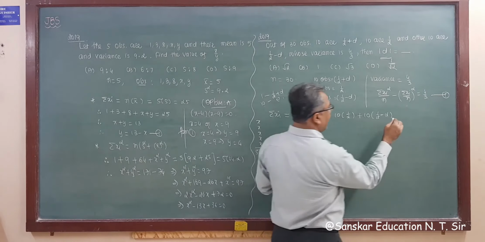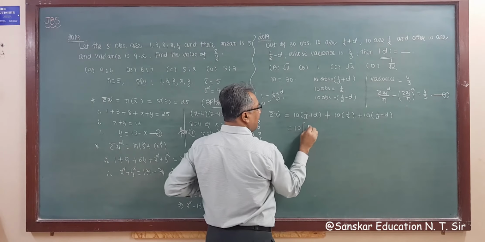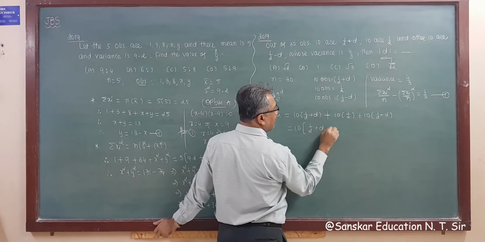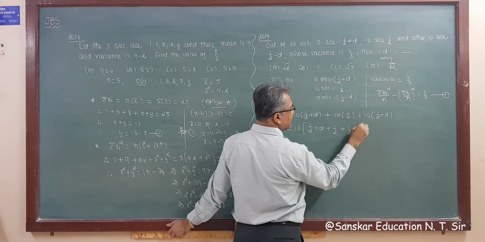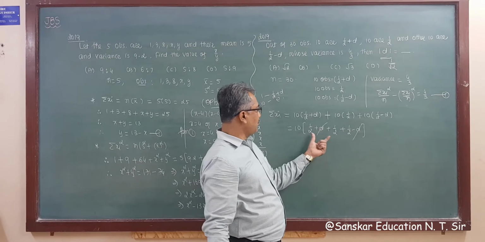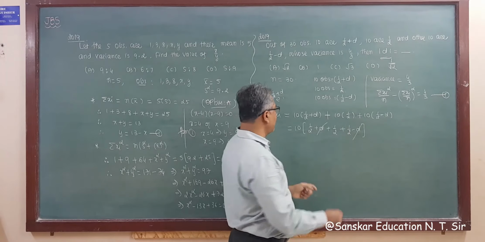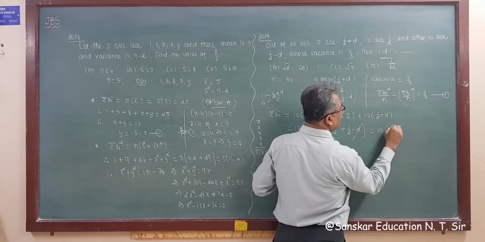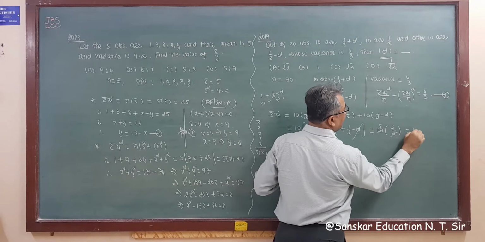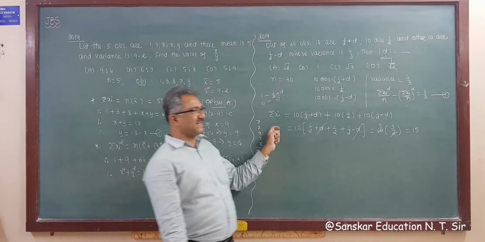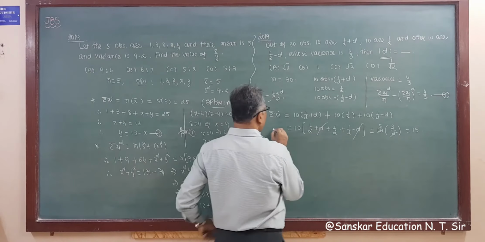If we take 10 common, then what is the remaining? Remaining will be half plus d plus half minus d, so this d is cancelled. So half plus half, so half 3 times. So what we get? 10 into 3 times half, that is 3 by 2, so this is 5. So we get 15. So sigma xi is 15.